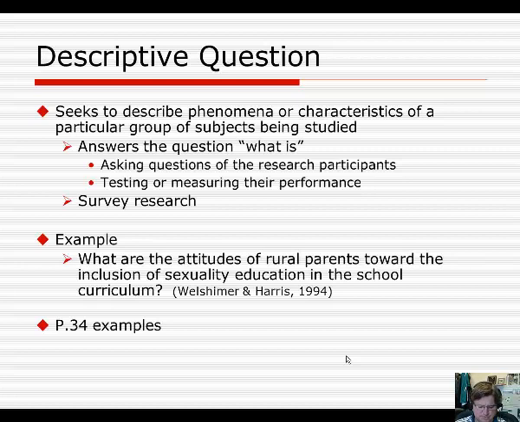There's other examples on page 34. Let's review some of them, and you can follow along with your book if you have it in front of you. How do first-year physical education teachers perceive the effectiveness of a mentoring program on their professional growth and teacher development?